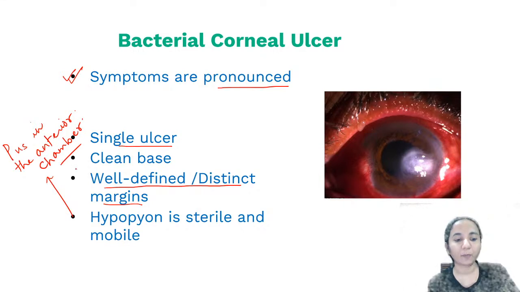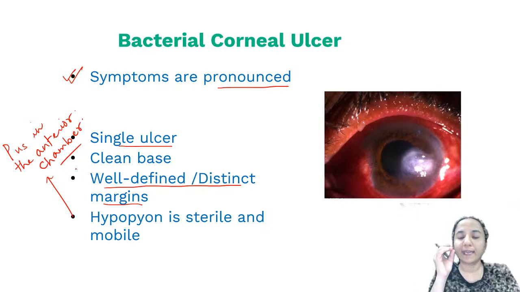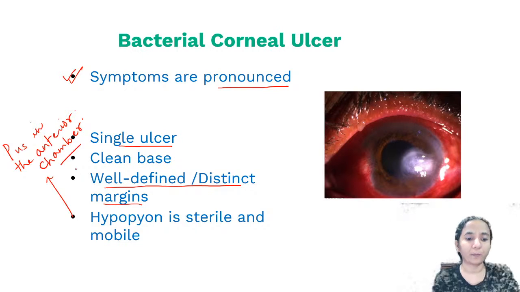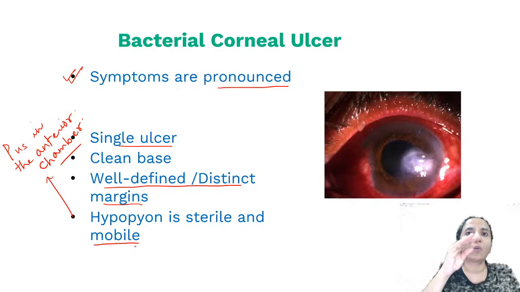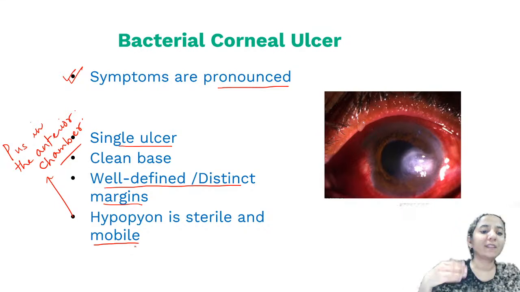Hypopion may be there, hypopion may not be there. Now, when I talk about a hypopion in case of a bacterial ulcer, it is not a very dense or thick hypopion. So this hypopion is often mobile. What do I mean by mobile? It means that if you move the head, then that pus also moves along with gravity.